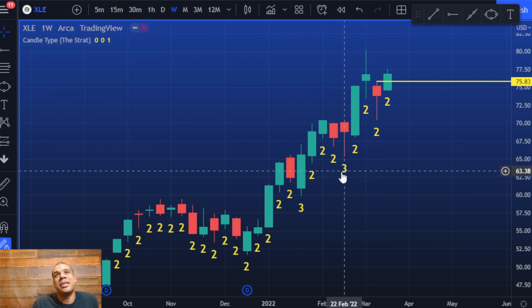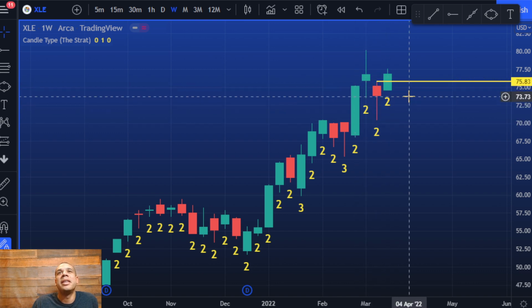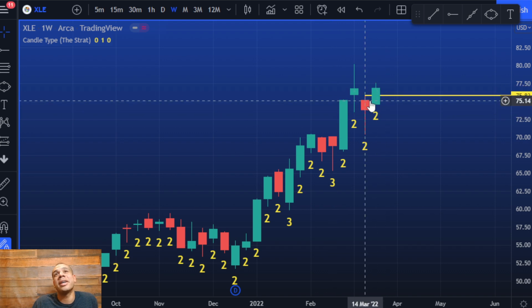These guys got taken out. These buyers got taken out. Now you're back into the green. Okay. 2-2 reversal back up. Okay. 2-2 reversal back up.